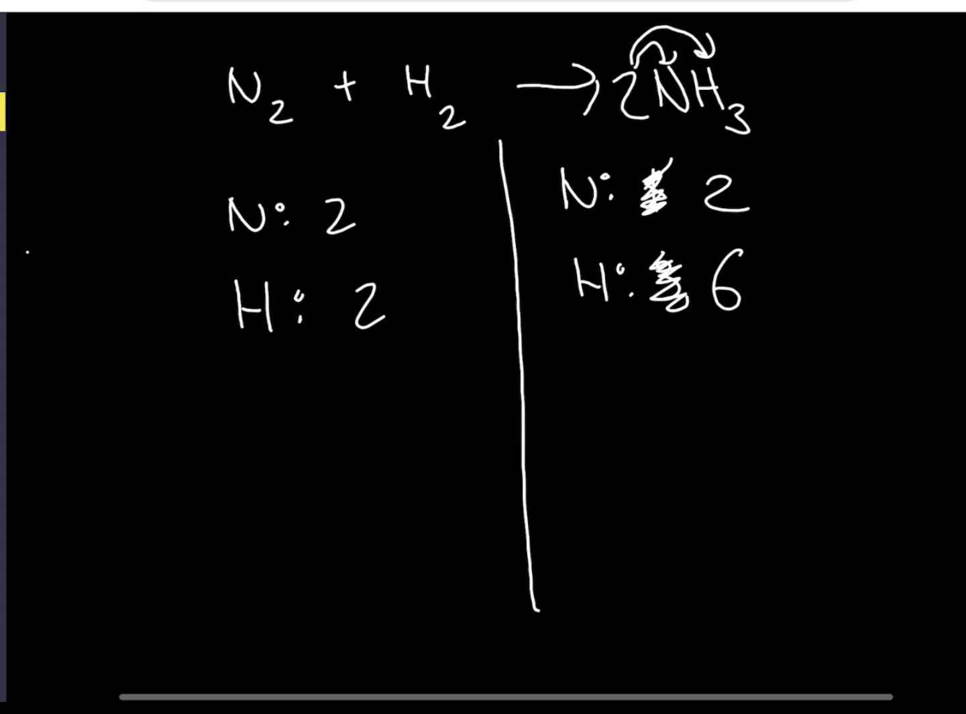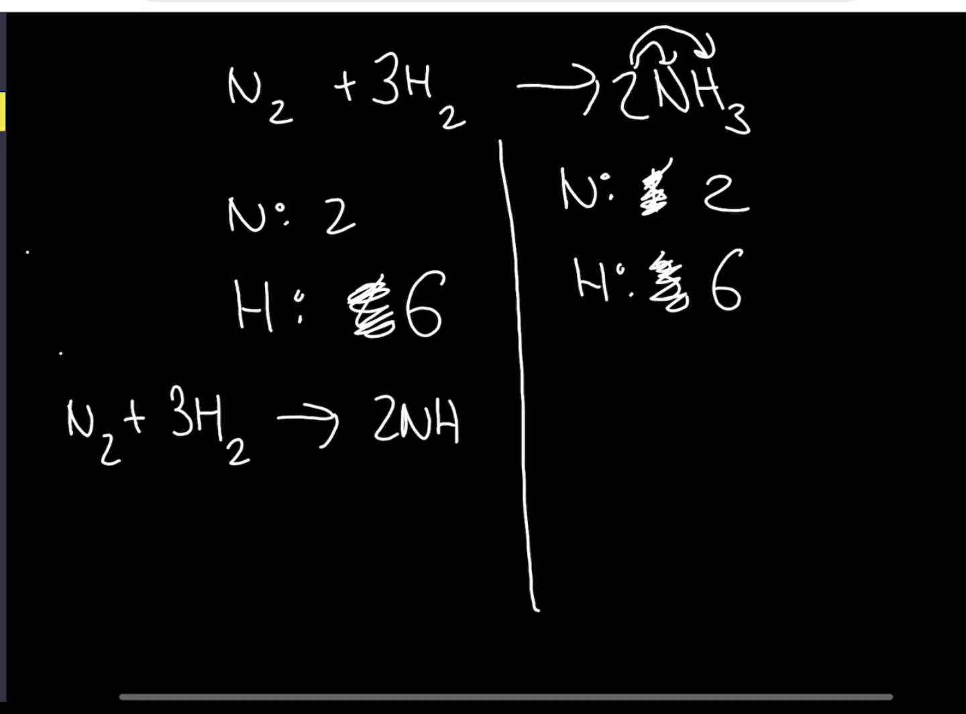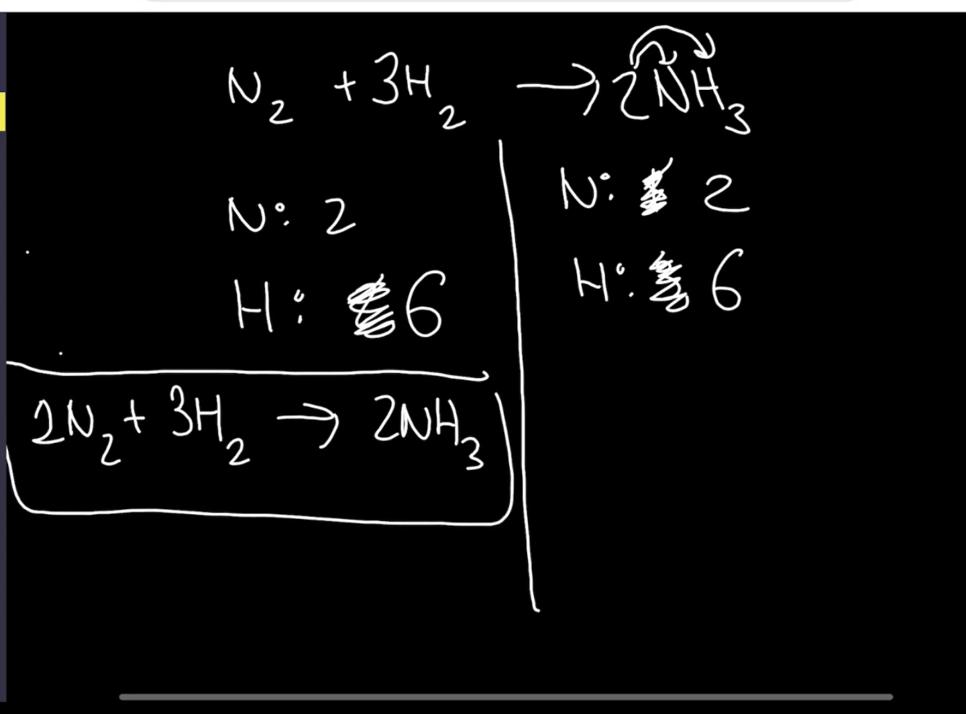Well, since we have a total of 6 hydrogen atoms on this side, we take the 6 and we divide it by this subscript. 6 divided by 2 is going to be 3. And now we can see that 3 times 2, that's 6. So now we have the same amount of atoms on each side. So our final balanced equation is just going to be N2 plus 3H2. It's going to yield 2NH3. And you can put a 1 here as well. And that's going to be our answer.